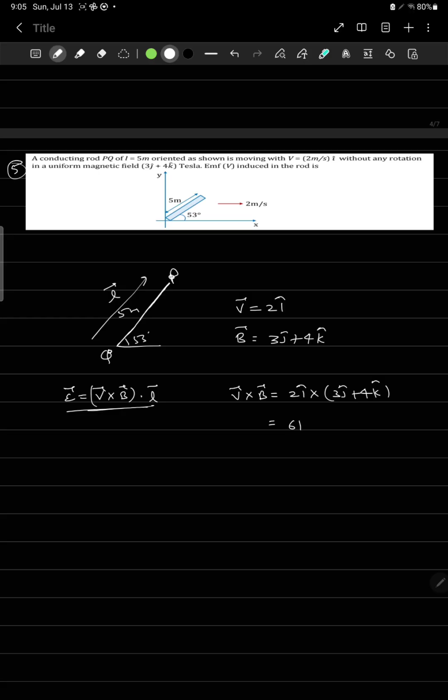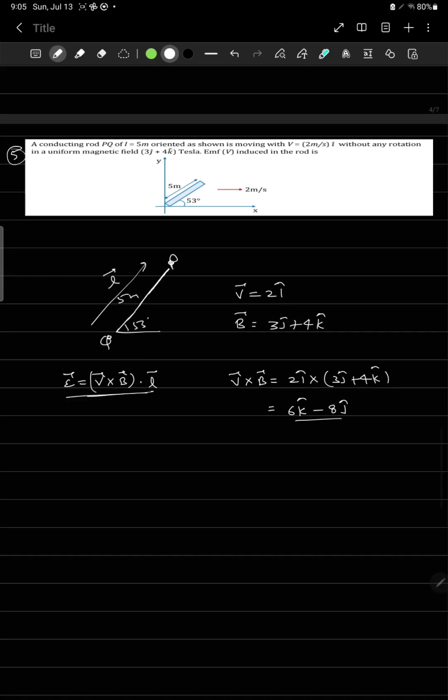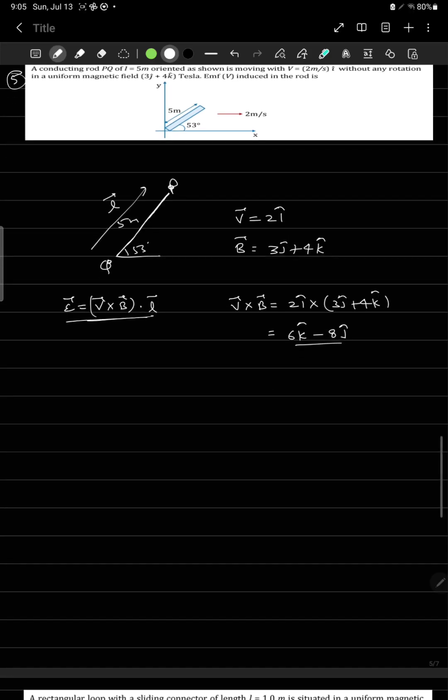I cross J is K, and I cross K is minus J. So this is V cross B. And what is the L vector? For the L vector you can take the component, which is 5 cos 53 I cap plus 5 sin 53 J cap. So I just took the component here. Okay, so 5 cos 53, 3 by 5, so 3 I cap plus 4 J cap.